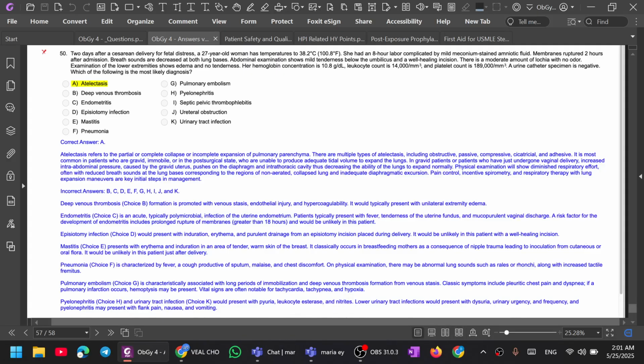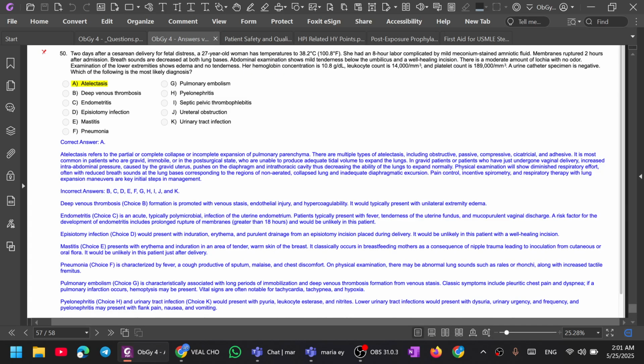Risk factors for the development of endometritis include prolonged rupture of membranes greater than 18 hours. Okay, she didn't have greater than that. She only had like 8, 10 hours. And then, they said the uterus was painful? Not really.